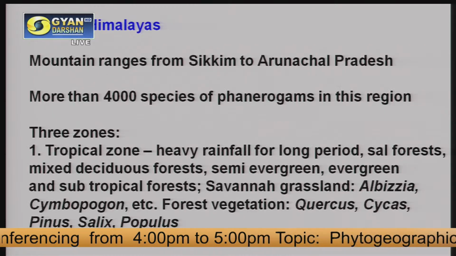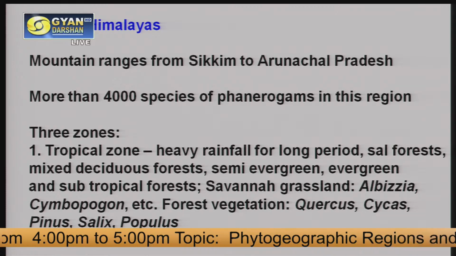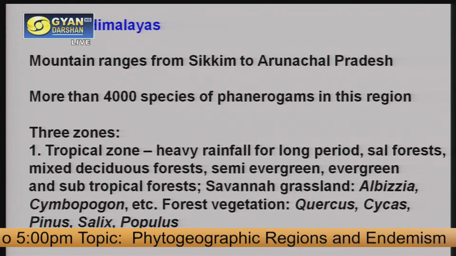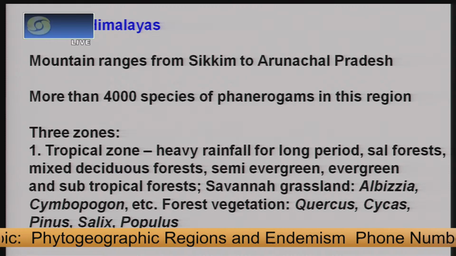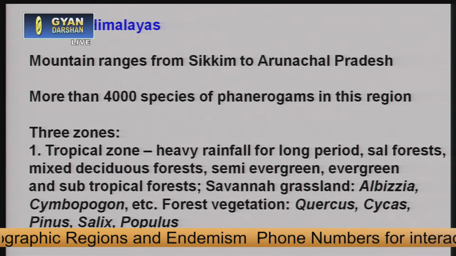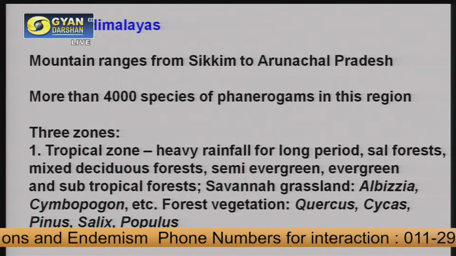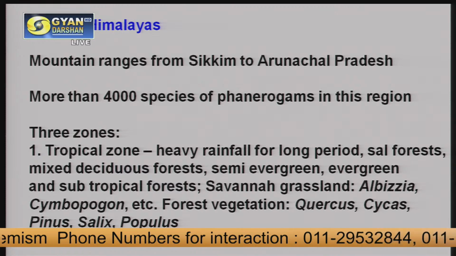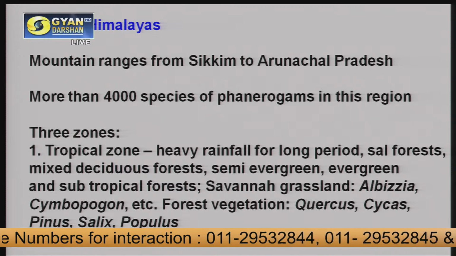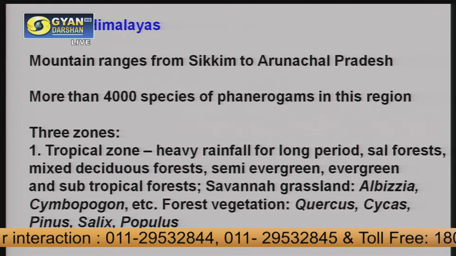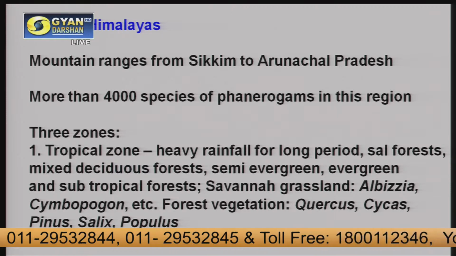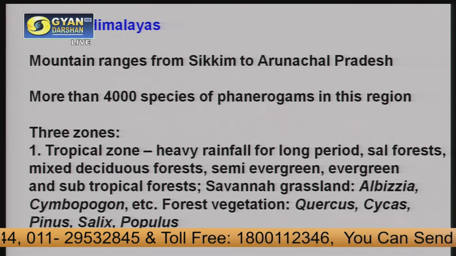Next, we come to Eastern Himalayas, that is the mountain ranges from Sikkim to Arunachal Pradesh. More than 4000 species of phanerogams exist in this particular region. It can be divided into 3 zones. Tropical zone, that is heavy rainfall for a long period, and you have mostly predominant sal forests.